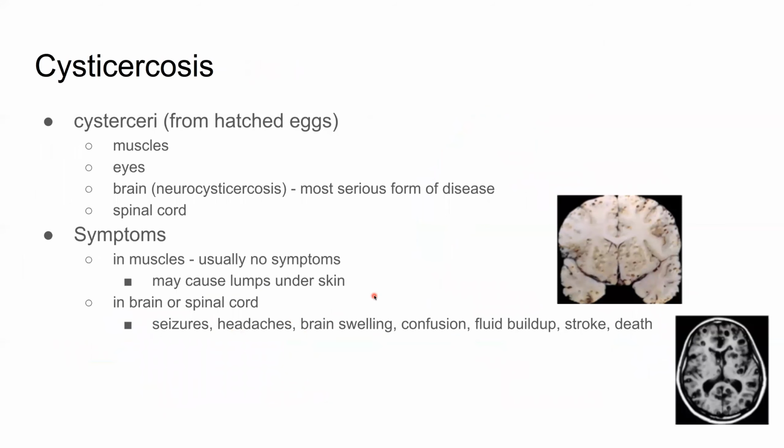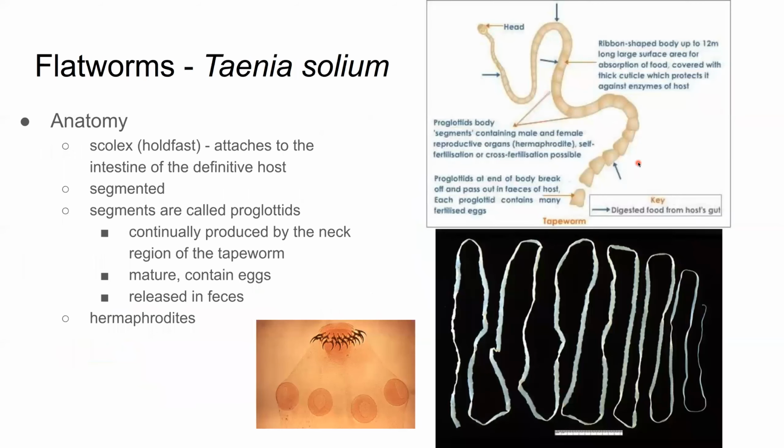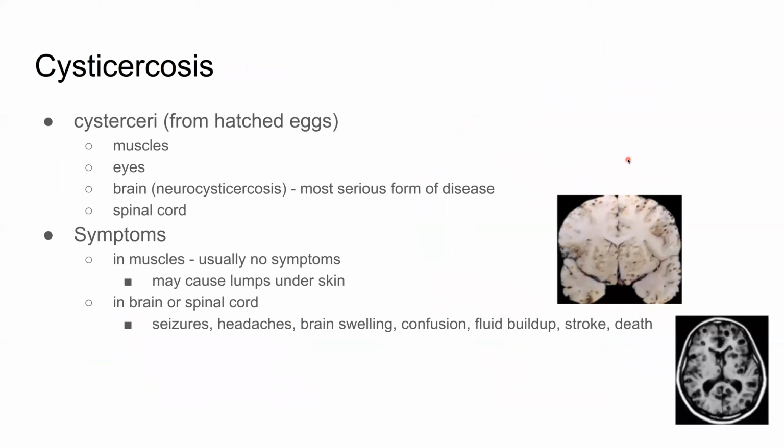All right, let's go back and just review. We said that in a human, if you eat the pig, you get the tapeworm. But if you eat the eggs, you get these little oncospheres encysting in your muscle and in your brain. And that's what we see here. If you get it encysting in your muscle, it's not that big a deal. Usually there's no symptoms. Maybe you get some lumps under your skin.